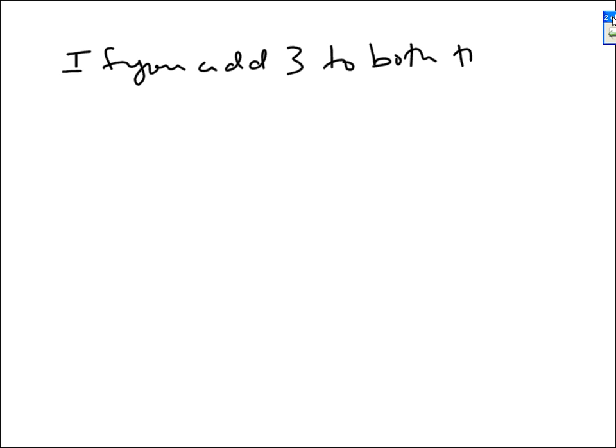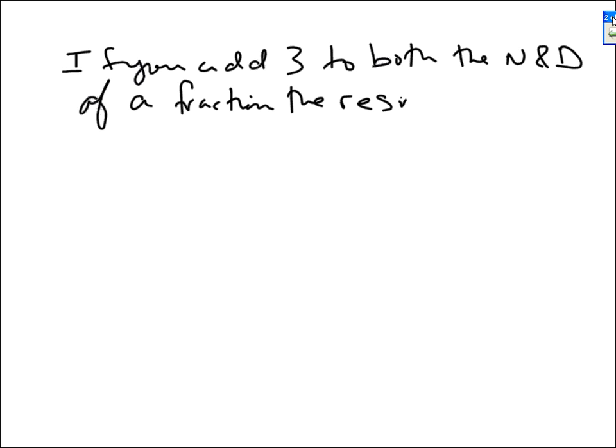Now here's another very nice problem. If you add 3 to both the numerator and denominator of a fraction, the resulting fraction, the one you obtain after you add 3 to the top and the bottom, is, say, 3 over 4.